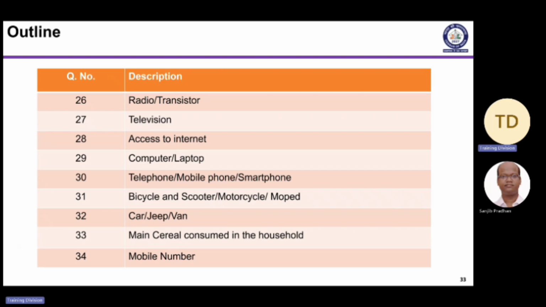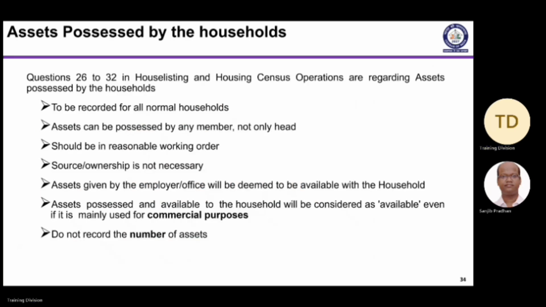So now we will move to questions about assets. These are questions 26 to 34, not 34 actually, 26 to 32. And 33 and 34 are other questions regarding assets: radio, transistor, television, access to internet, computer, telephone, bicycle, two-wheeler and four-wheeler. So this is the general guideline regarding asset questions to be recorded for all normal households. For institutional households, these questions should not be asked. Assets can be possessed by any member, not only the head of the household.